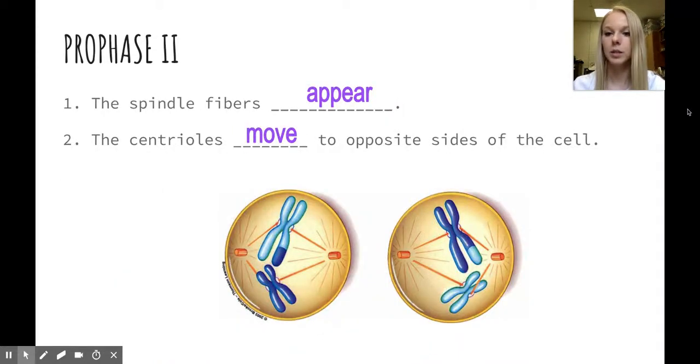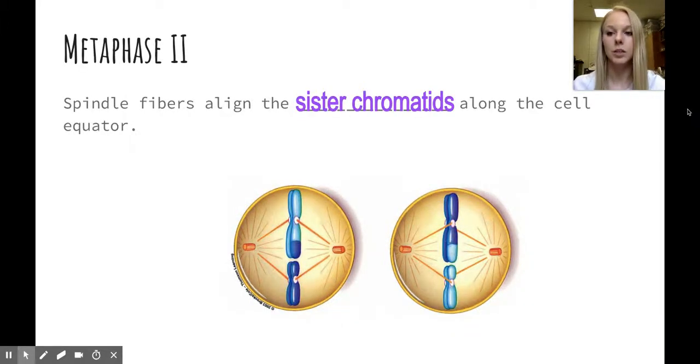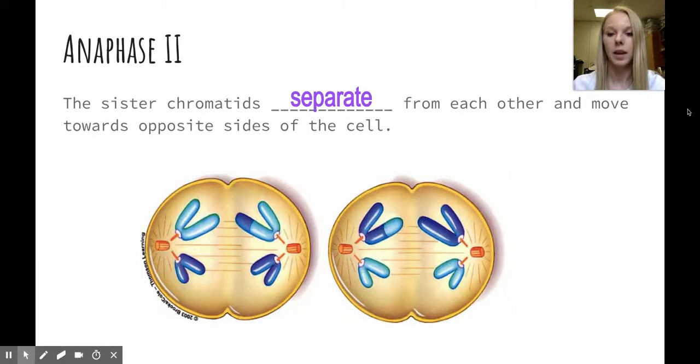In prophase II, the spindle fibers appear. Centrioles are going to move to opposite sides of the cell. In metaphase II, spindle fibers align the sister chromatids along the cell equator. In anaphase II, the sister chromatids separate from each other and move towards opposite sides of the cell.